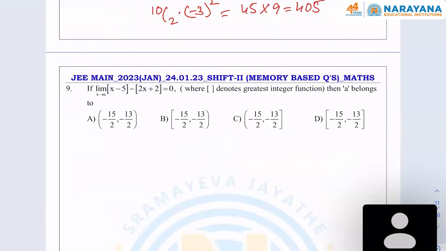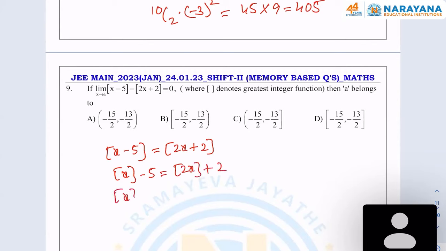Next one, limit x tends to a, step of (x minus 5) minus step of (2x plus 2) is equal to 0. So limit x tends to a, and a belongs to... So step of x minus 5 is equal to step of 2x plus 2. So step of x minus step of 2x is equal to 7.